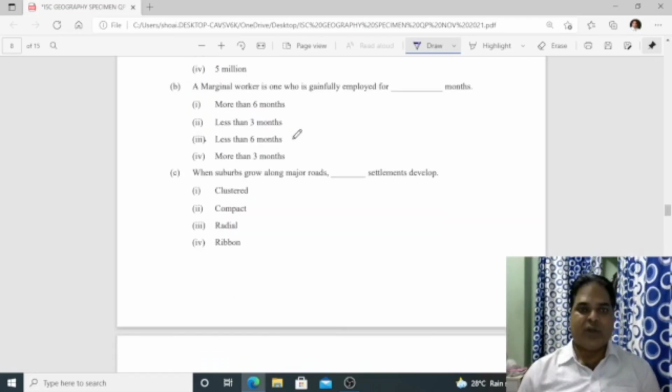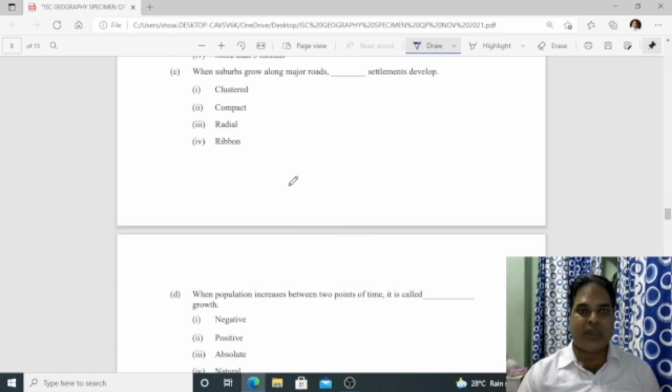The marginal worker is one who is gainfully employed for dash months. So dash months, gainfully employed for marginal worker. So number 3, less than 6 months. Okay, employed for less than 6 months. Number C, when suburbs grow along major roads, dash settlements develop. So it is number 4, river.